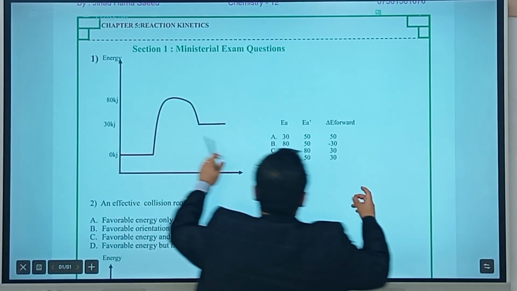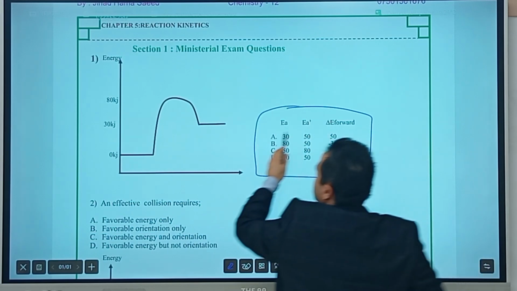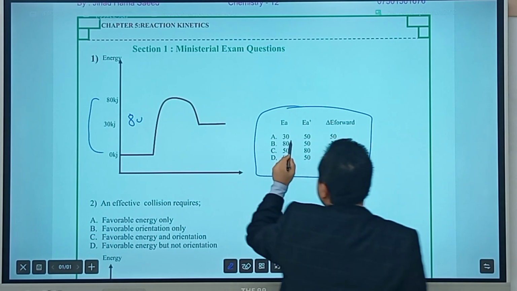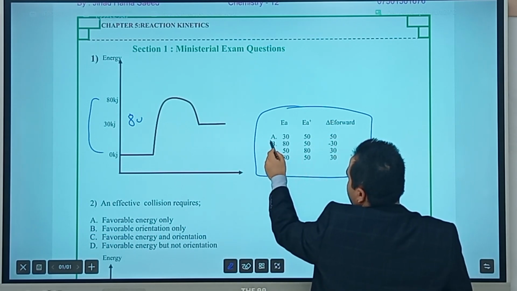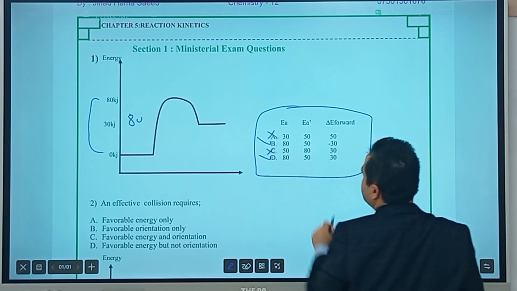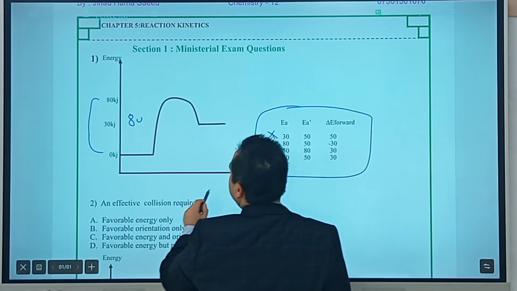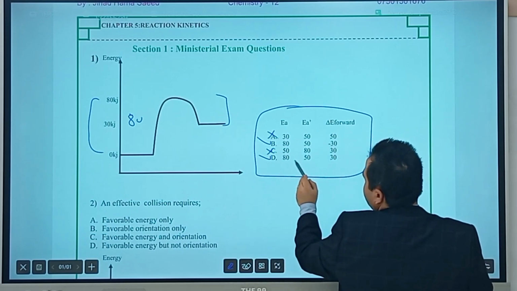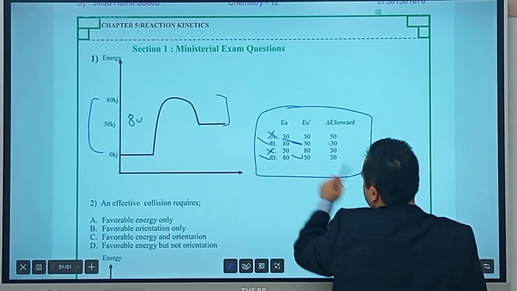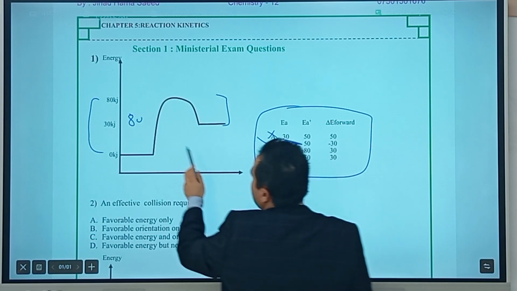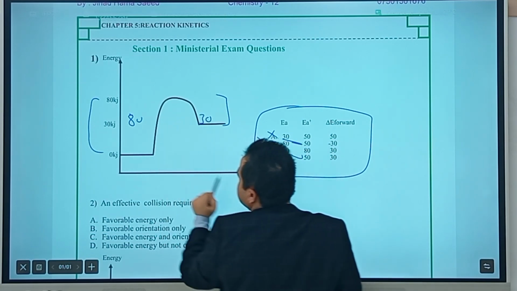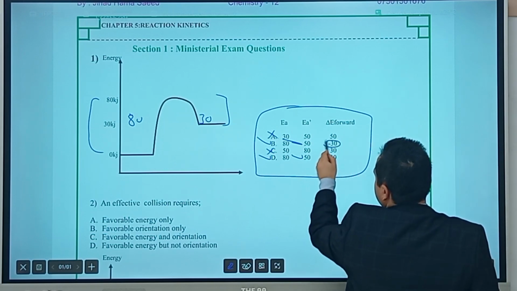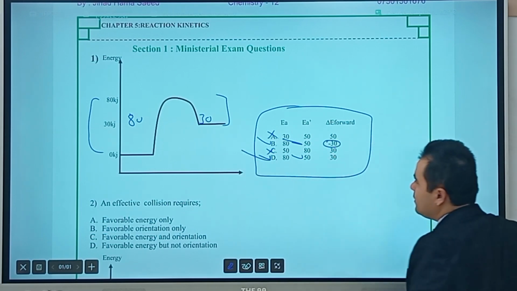The graph is given, and here the quantities are given as well. So this graph, the EA is equal to 80, so B and D, C and A cancelled. EA prime is equal to 80 minus 30, 50. So both are 50. So let us find delta E forward. Delta E forward is equal to 30 minus 0 is equal to 30. This one is negative 30, this one 30. So D is the correct answer.